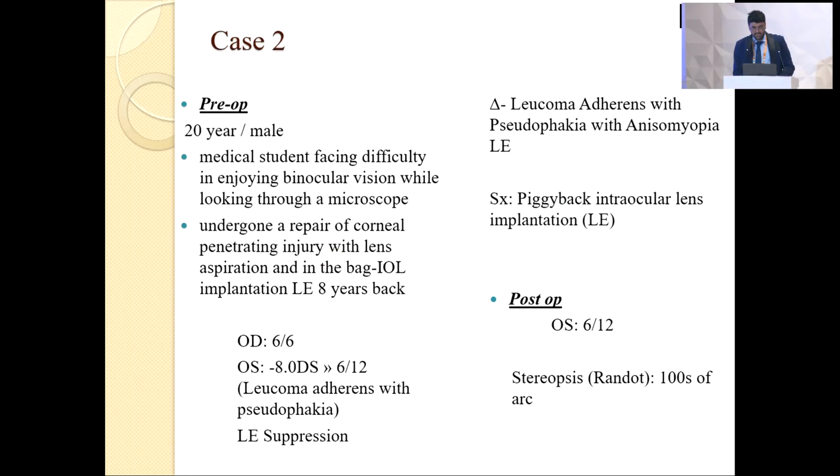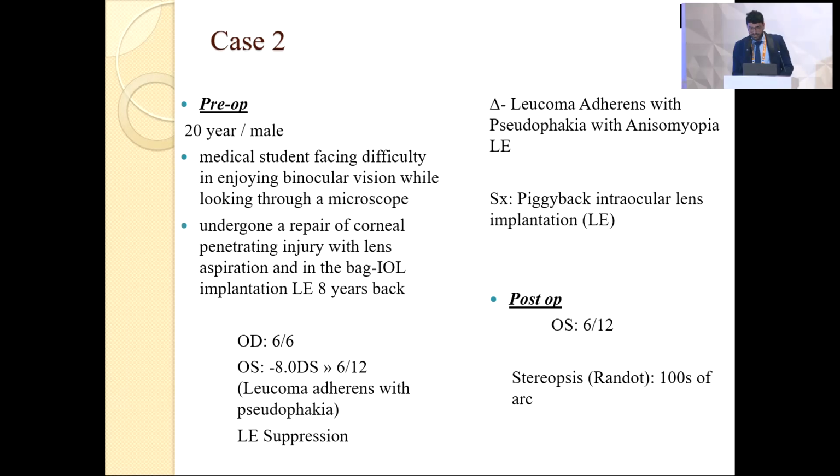The second case was a 20-year-old male medical student facing difficulty in enjoying binocular vision while looking through a microscope. The patient had undergone a repair of corneal penetrating injury with lens aspiration and in-the-bag IOL implantation in the left eye 8 years back. The patient's visual acuity in the right eye was 6/6 and in the left eye it improved to 6/12 with -8 diopter sphere. The patient had glaucoma adherence with pseudophakia in the left eye and also left eye suppression. So the diagnosis was glaucoma adherence with pseudophakia with anisomyopia in the left eye.